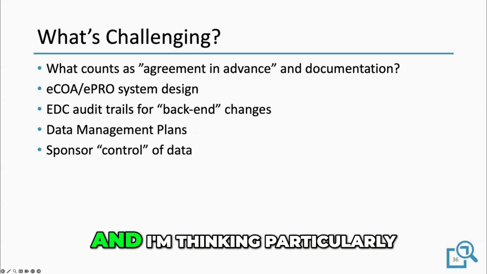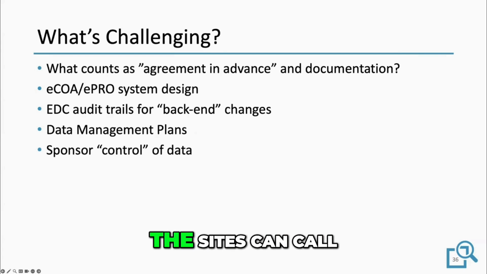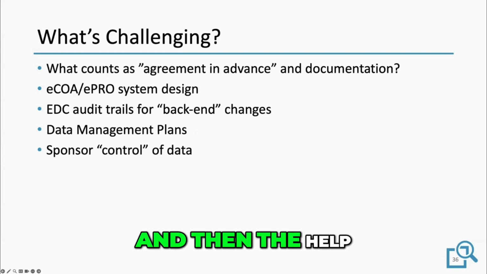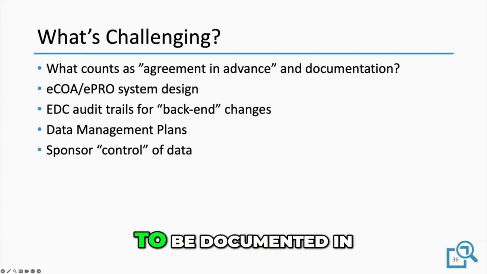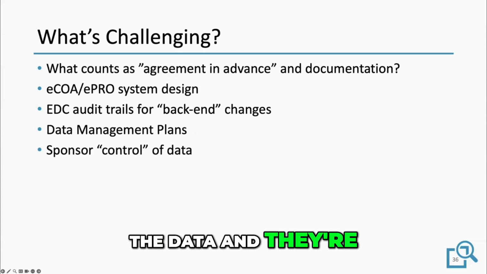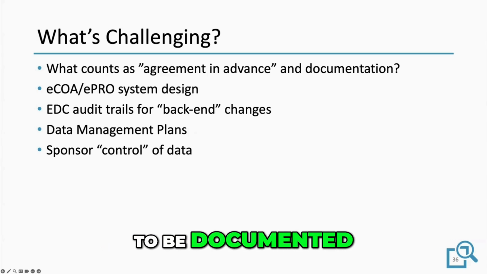And I'm thinking particularly of IRT systems because a lot of IRT vendors have processes where the sites can call in to the help desk and say, oh, the system won't let me change X, Y, or Z because it's too late, but I need to change it. And then the help desk makes that change. So those changes tend to be documented in help desk tickets, which are not part of the data and they're not even part of the TMF. So if we have processes like this, we need to think about how they're going to be documented.